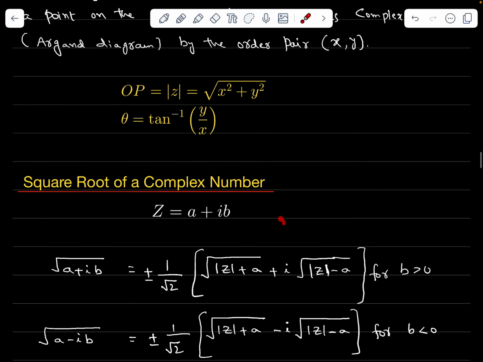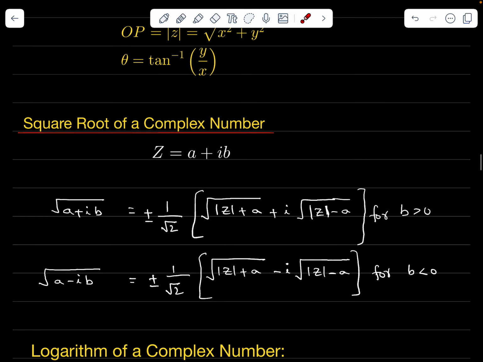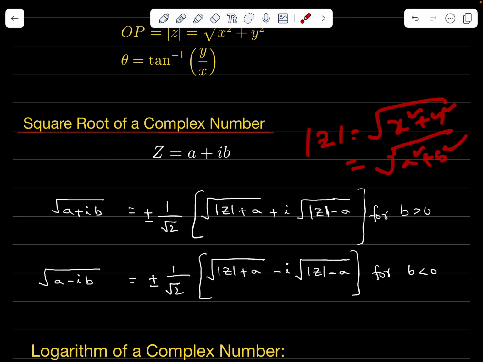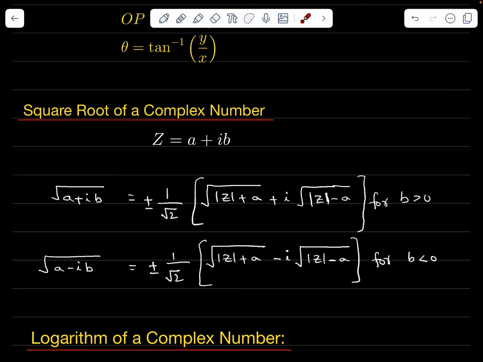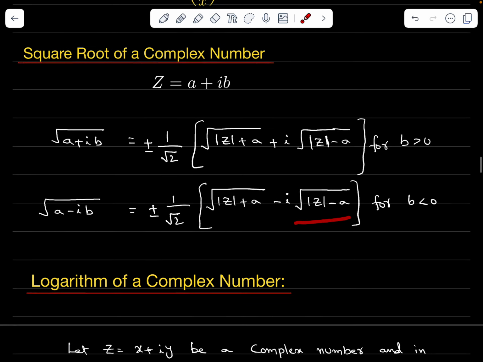Square root of a complex number. This formula is very, very important. Root of a plus ib is equal to plus or minus 1 by root 2 into [root over (mod z plus a) plus i root over (mod z minus a)], where mod z is equal to root over x square plus y square, or root over a square plus b square, for b greater than 0. Root of a minus ib is equal to plus or minus 1 by root 2 into [root over (mod z plus a) minus i root over (mod z minus a)].